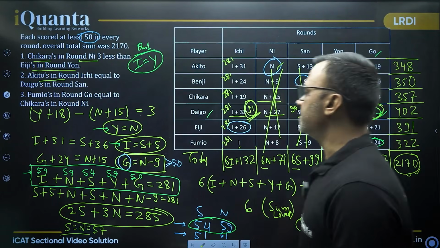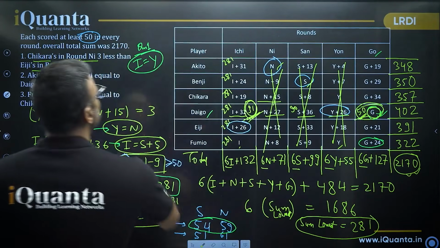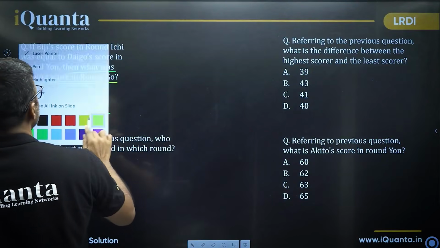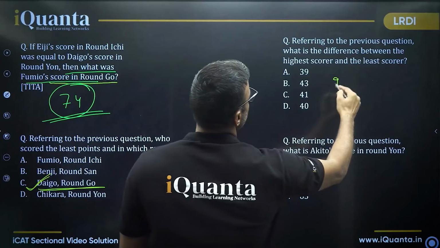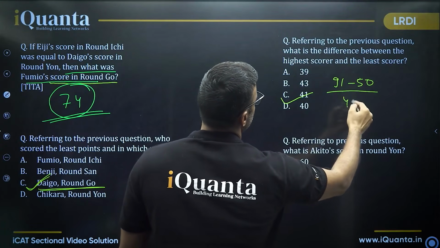Right. So what is the question? We need to find the difference between them. The difference of 91 and 50. That is 41. Option C is the correct answer.